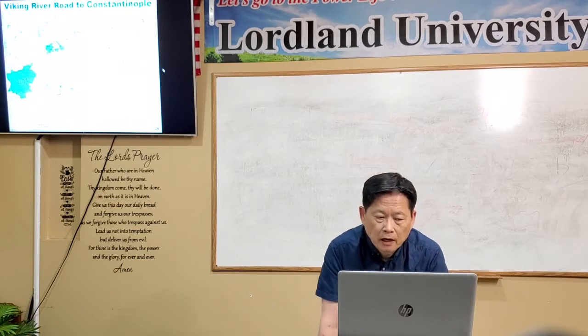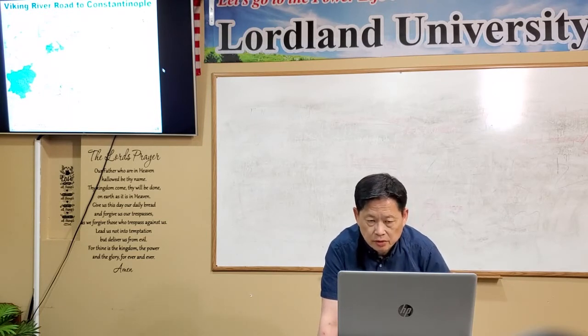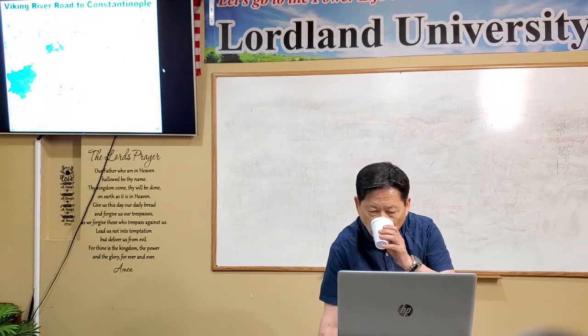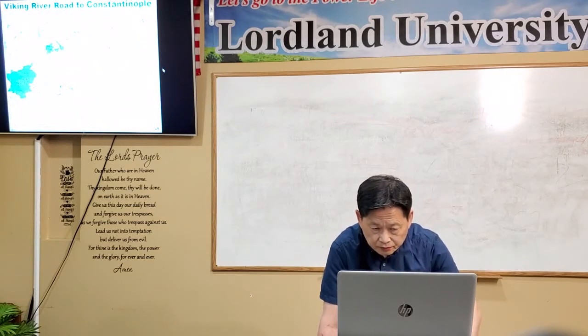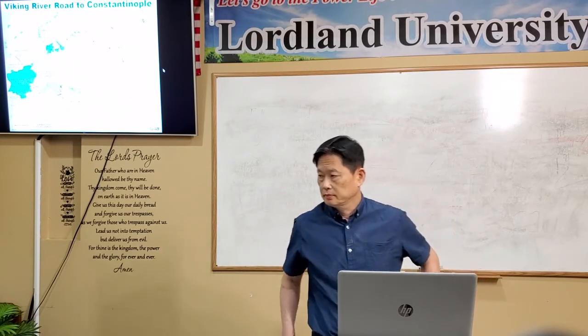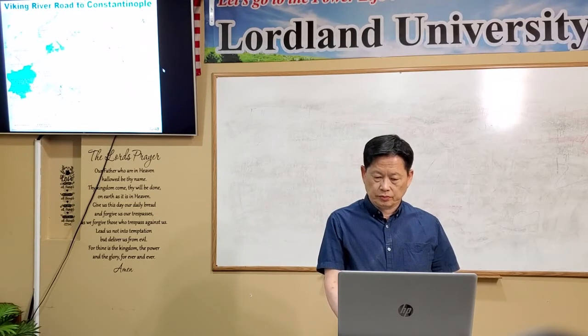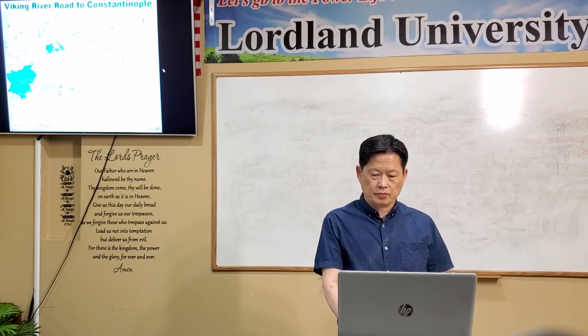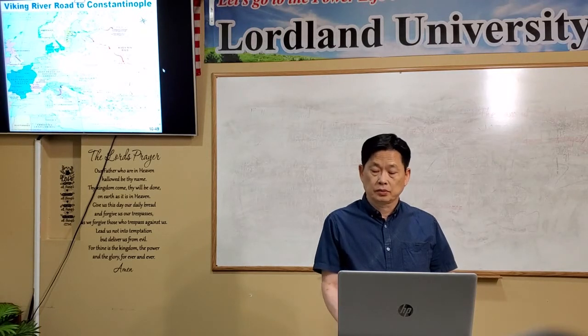This map shows the Viking river road to Constantinople. Sweden, Viking people was Rus. Red arrow represents the Viking river road to Constantinople.